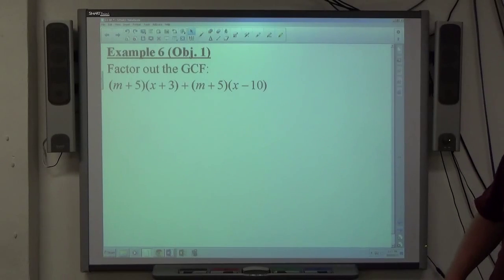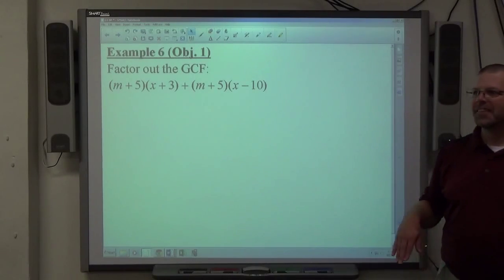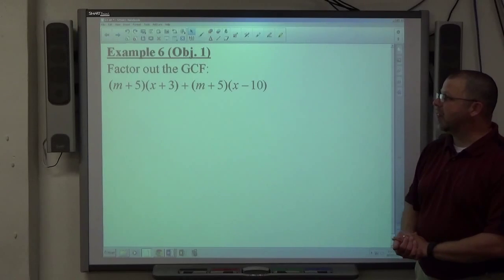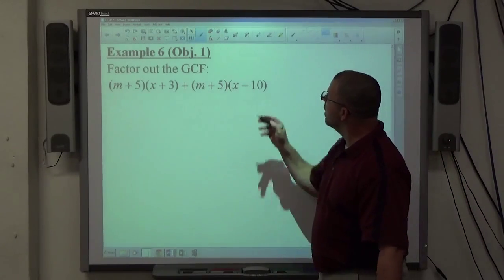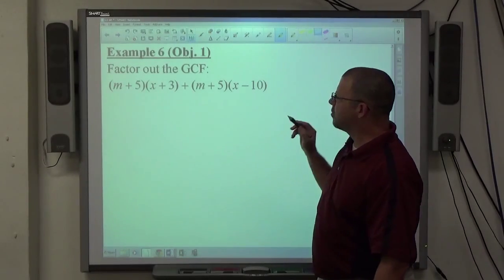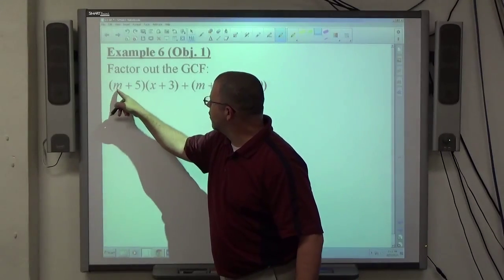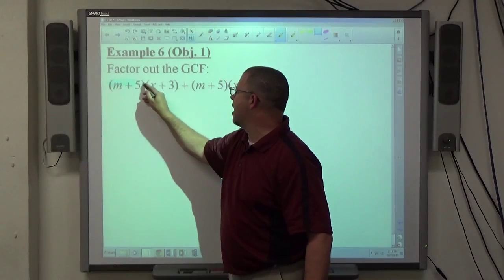All right, example 6, sorry, continuing from yesterday. Factor the GCF: (m + 5)(x + 3) + (m + 5)(x - 10). Now, we get a more complicated looking expression this time. What I want you to see here, though, is these two things are being multiplied together, so they count as one term.